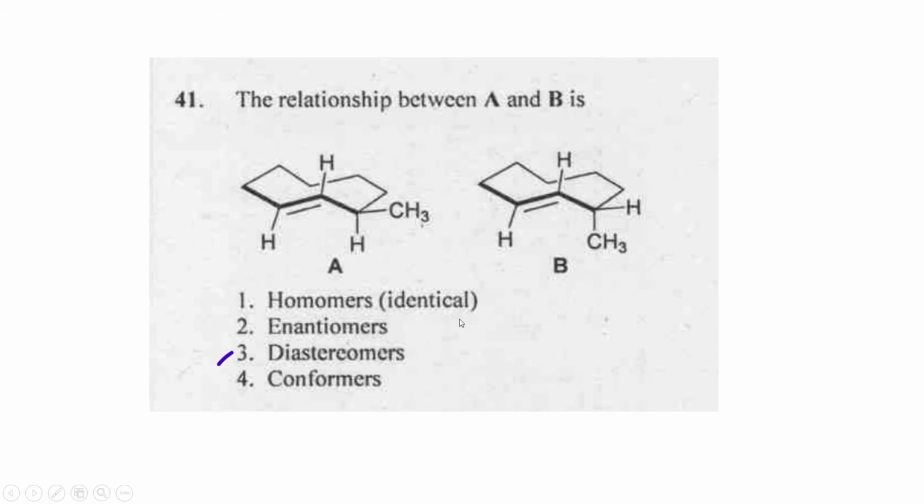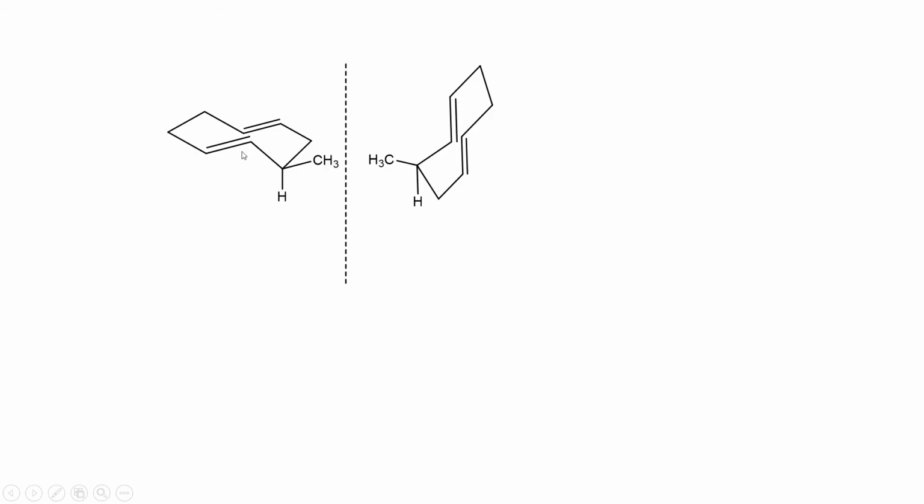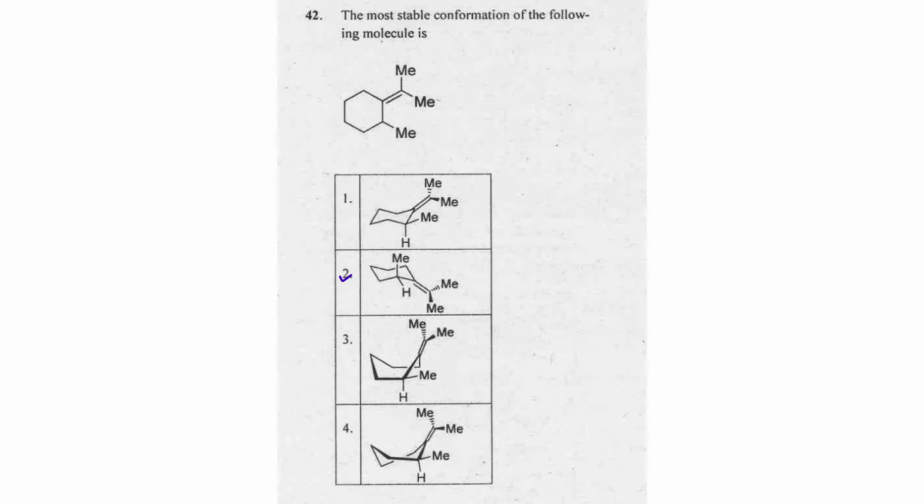Now you see the relation between these two compounds. These two compounds have no mirror image relationship. These are diastereoisomers. Now what is the most stable form among these four?